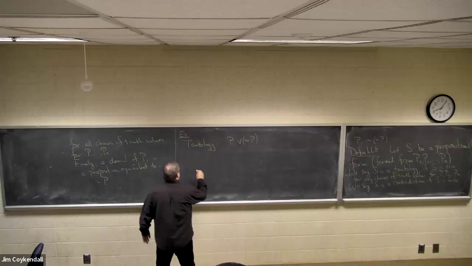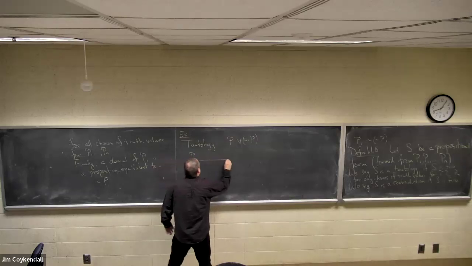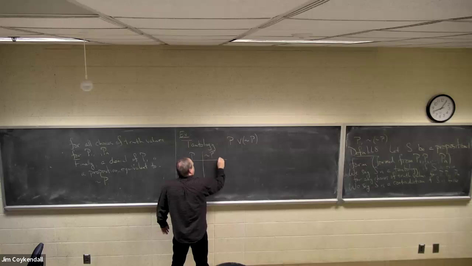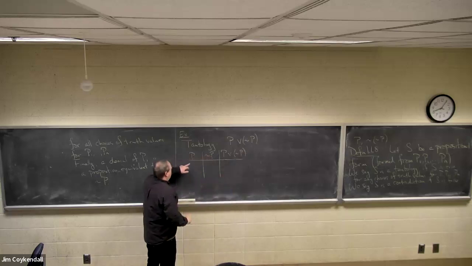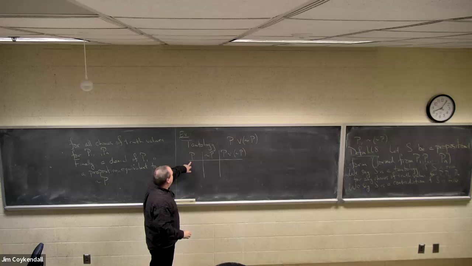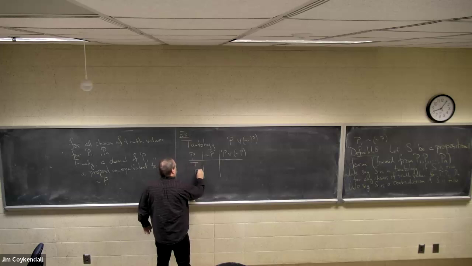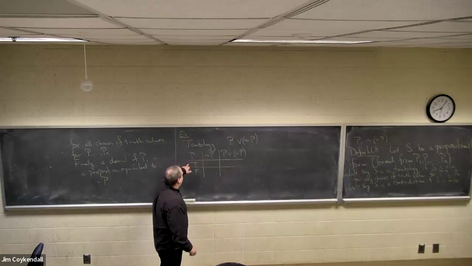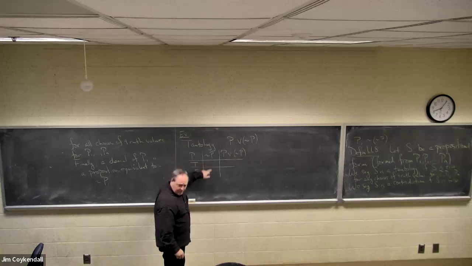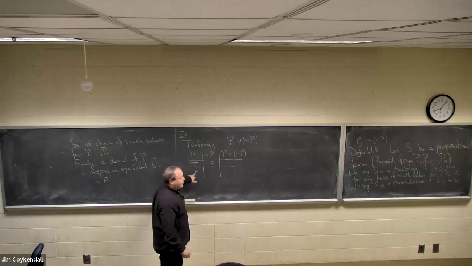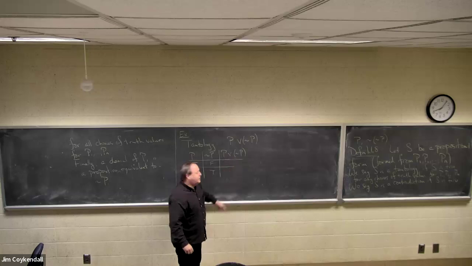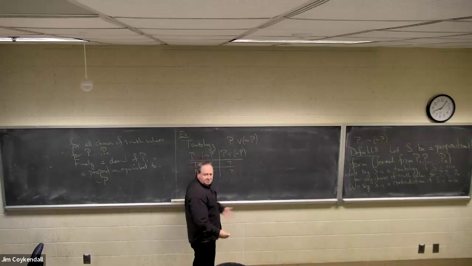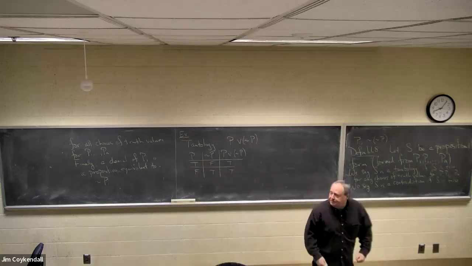This is kind of silly, but let me do the truth table here. There's only one proposition here, so that's easy. P is either true or false. If P is true, then not P is false. And if P is false, then not P is true. And this is an or, so all you need is one T. So in both cases it's true, so this is a tautology.